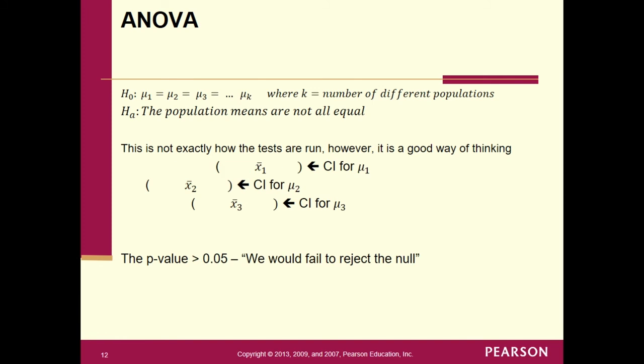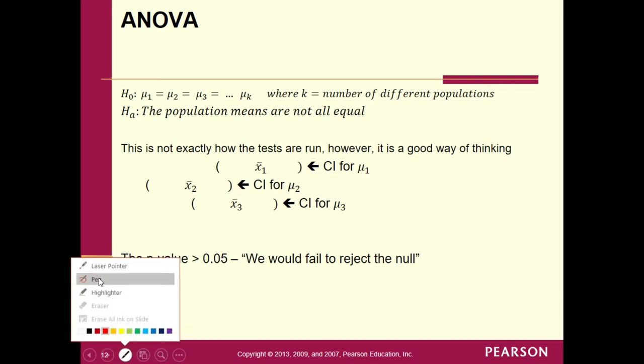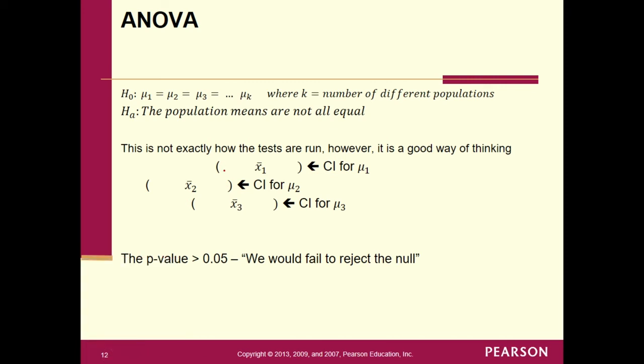All right. Let's say that we ran into this situation. So notice here that it is certainly a possibility that mu1 could be equal to mu2, right? Mu2 could be equal to mu3, and mu1 could be equal to mu3. All right, all the confidence intervals cross one another, and so the p-value in this situation would be greater than 0.05, and we would fail to reject the null.